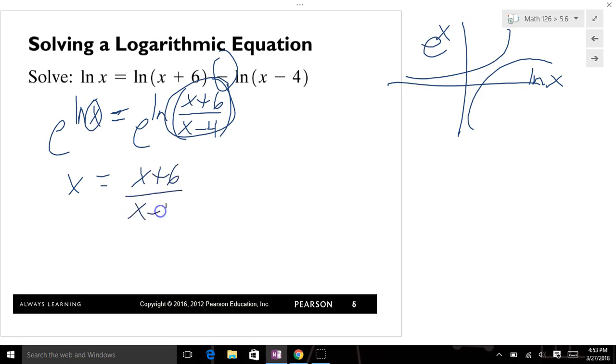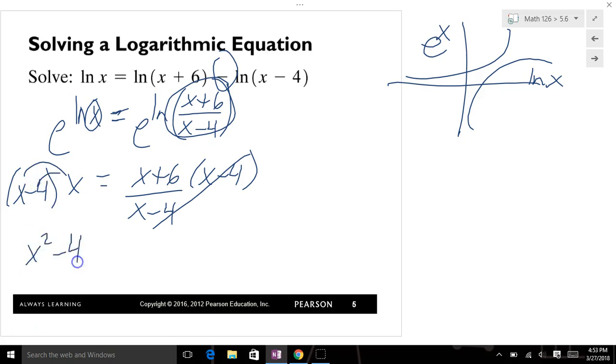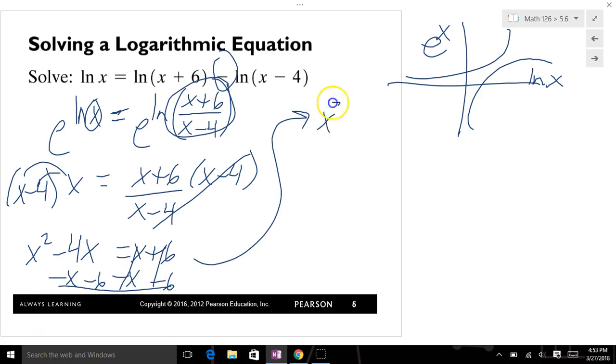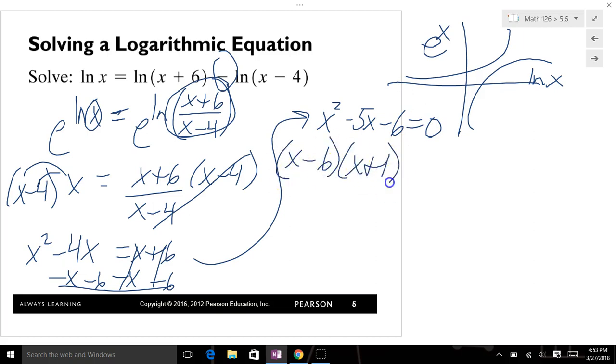6 over x minus 4 brings that down. Now let's get that x minus 4 up. Distribute that. So we got x squared minus 4x equals x plus 6. Subtract x and the 6. And we've got x squared minus 5x minus 6 equals 0. So x minus 6, x plus 1, x could be 6, x could be negative 1.